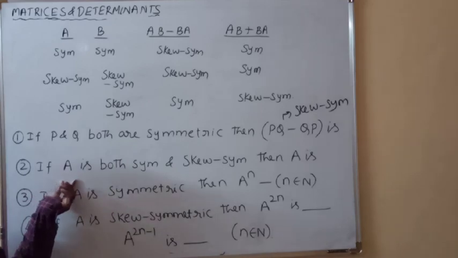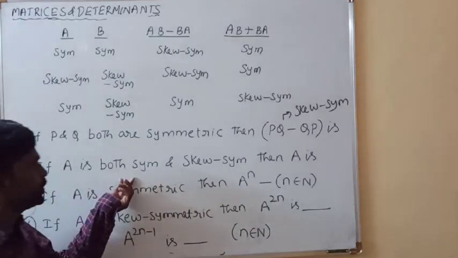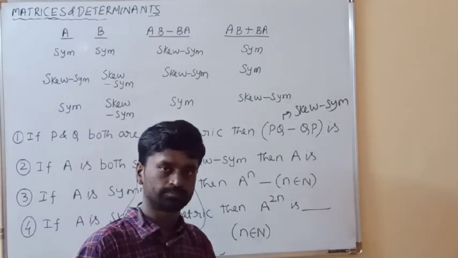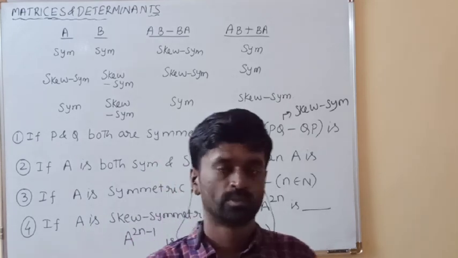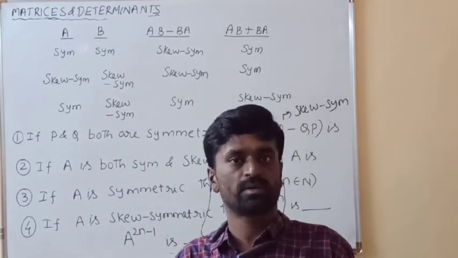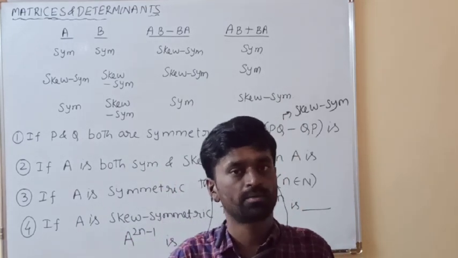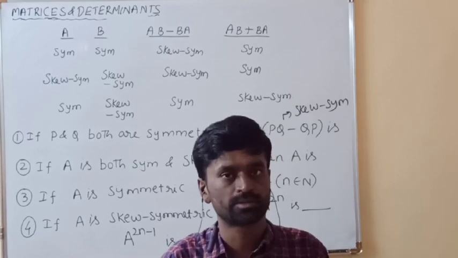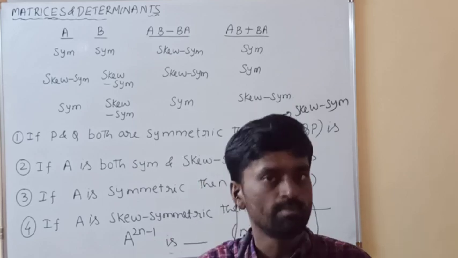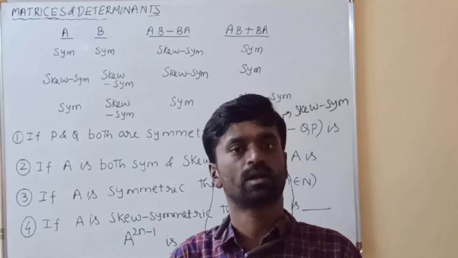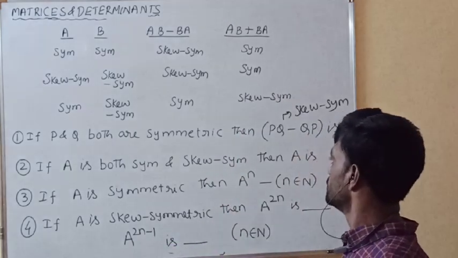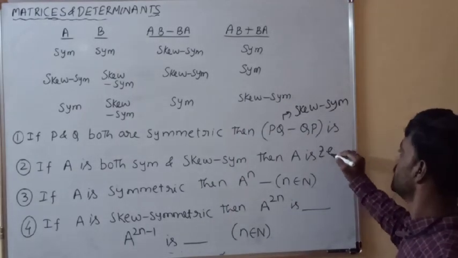Next, this is also a conceptual question. If A is both symmetric and skew symmetric, then what is A? Remember, it is the zero matrix, or void matrix, or null matrix. That is the only matrix which is both symmetric and skew symmetric. So for this question, what is the answer?